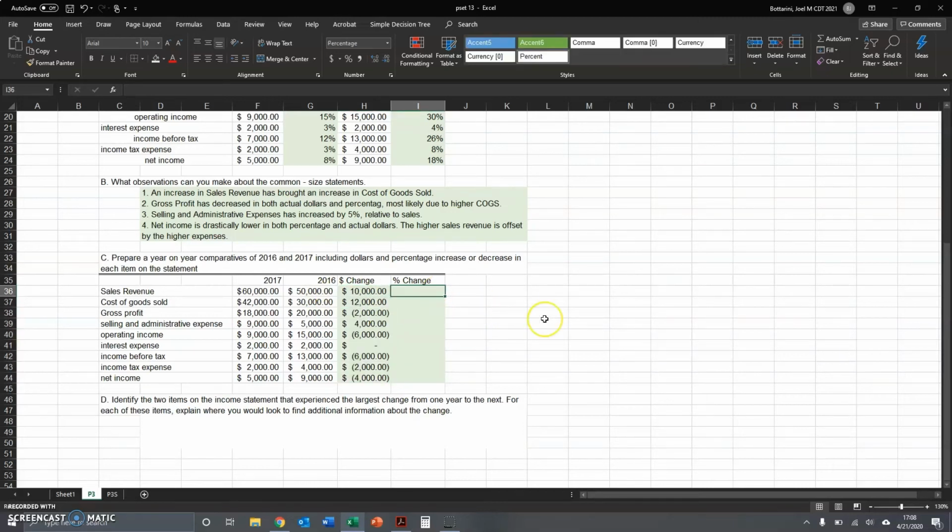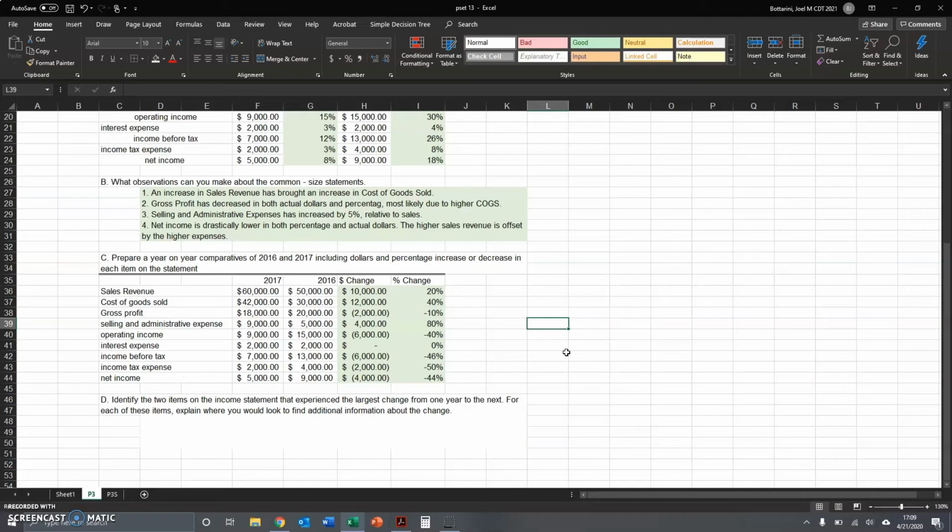And then to compute the percentage change from year 2016 to 2017, we divide the dollar amount of change by the actual dollars in 2016 for that item, and then drag down to compute for all cells.